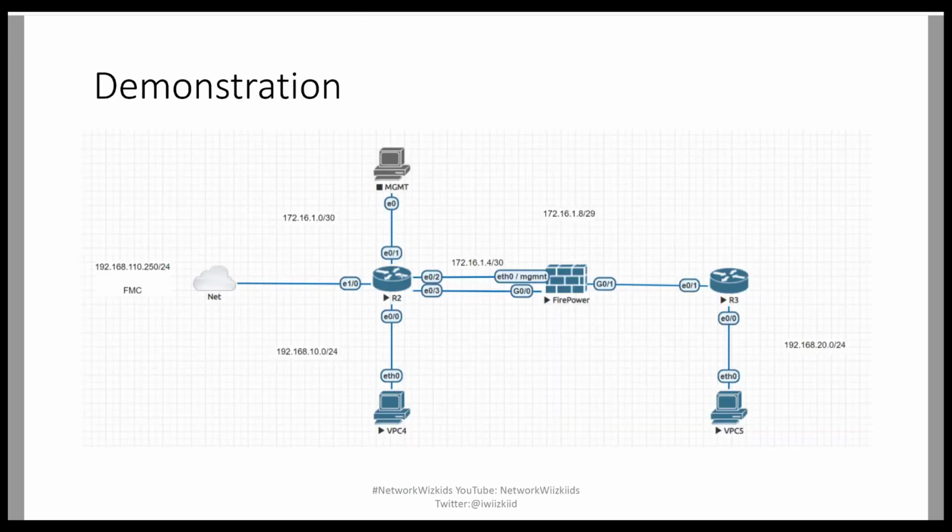For the demonstration today, we are using the same topology as the previous one in my videos. What we have is a transparent firewall running here, and we're going to configure gig 0/0 and gig 0/1 as an inline set. We also have VPC4 towards the left hand side, in the 192.168.10.0/24 subnet, and VPC5, which is in the 192.168.20.0/24 subnet. We will be using these VPCs to send traffic through the next generation IPS so that we can demonstrate that traffic can still be blocked with inline sets as well.